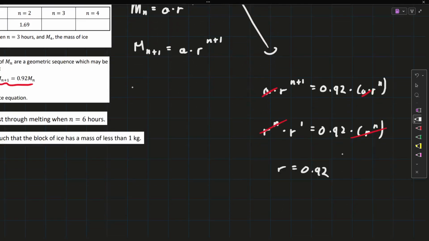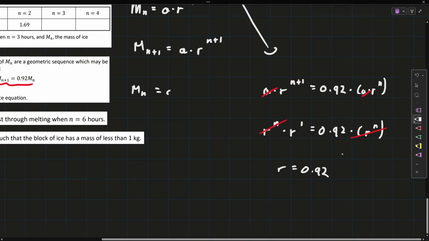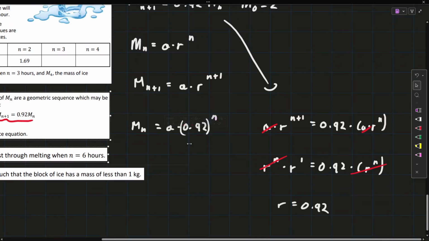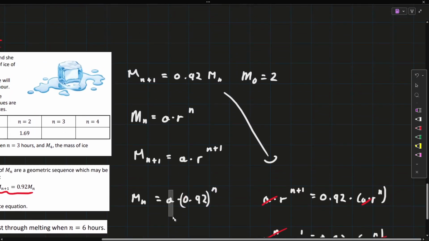Cool. So that means that m of n is going to be equal to a times 0.92 to the power of n. So now we know what r is. We still don't know what a is, though. And let's say we didn't know that a is just always going to be the first term. How could we figure it out? Well, we used this piece of information. How about we use this piece of information?